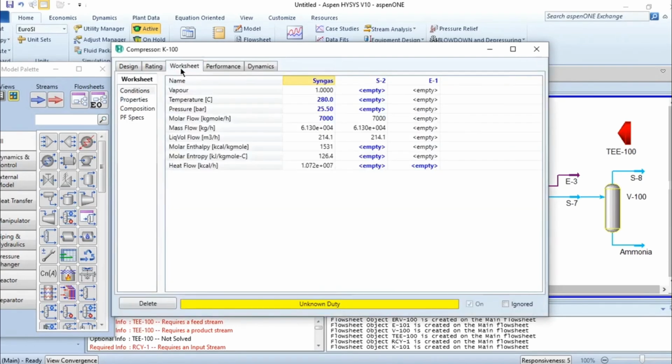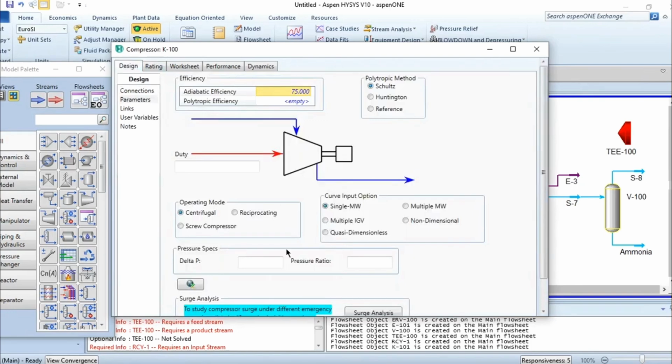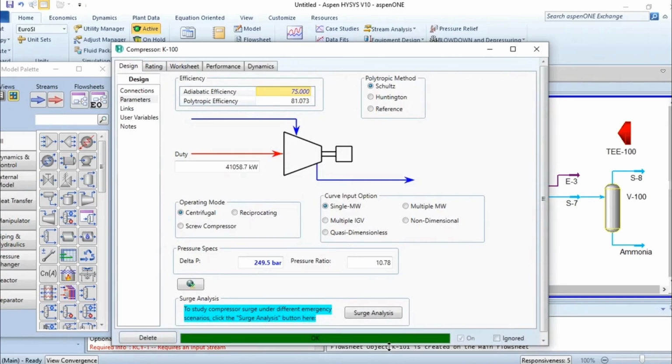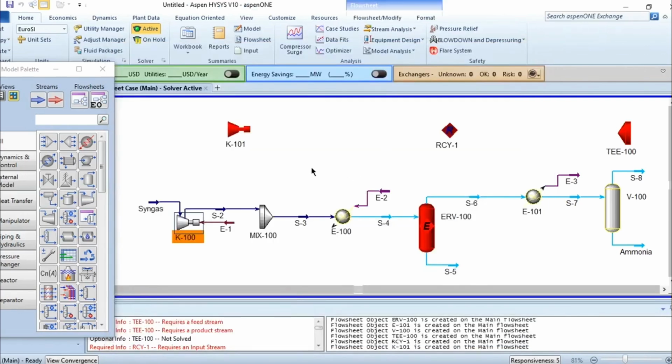Usually in our previous exercises, we have specified either outlet pressure or duty, but this is another way of specifying for the compressor. And then adiabatic efficiency is already 75% by default. And as you can see, it required one parameter because its degree of freedom is 1. And you can see the compressor is solved, and the mixer is obviously solved because there is one inlet and one outlet.